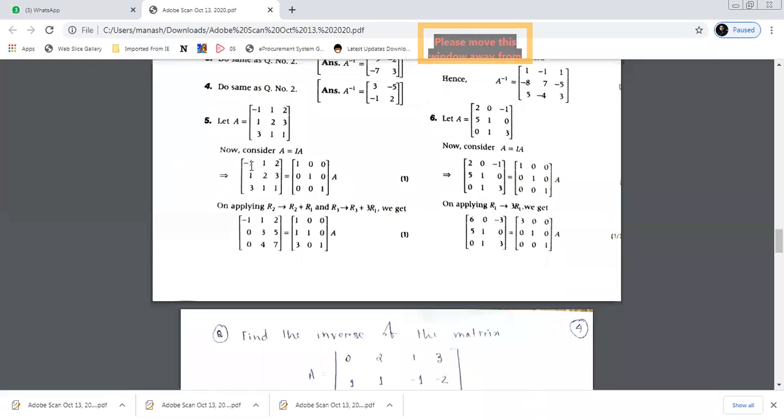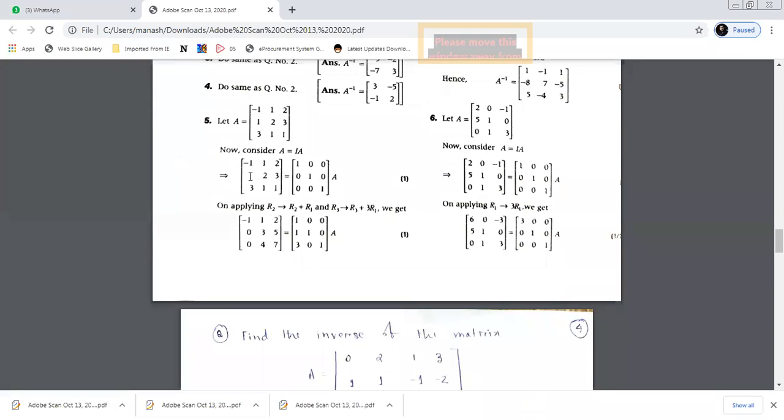We have to convert this matrix to an identity matrix by using those three elementary operations. Clear? That's why our first aim is always to make this element equal to 1. It can be -1 also, no problem. Either you have to make this one equal to 1 or equal to -1. After that you have to make those elements equal to 0. Clear?